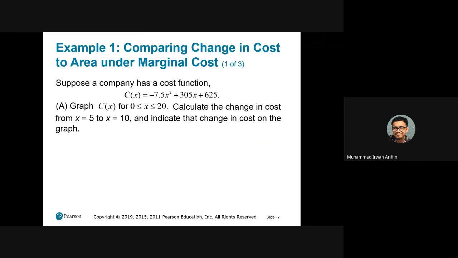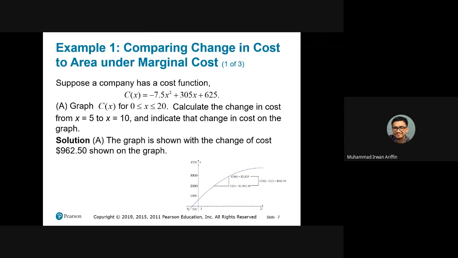Let's have a look at this example. If we have this cost function, and let's say we want to find the change in cost from 5 to 10, let's draw the graph. This is the graph, and to find the change, we simply plug in the value x equals 10 and x equals 5, and then subtract them. You should be able to do this: you put in 10 and then you put in 5.